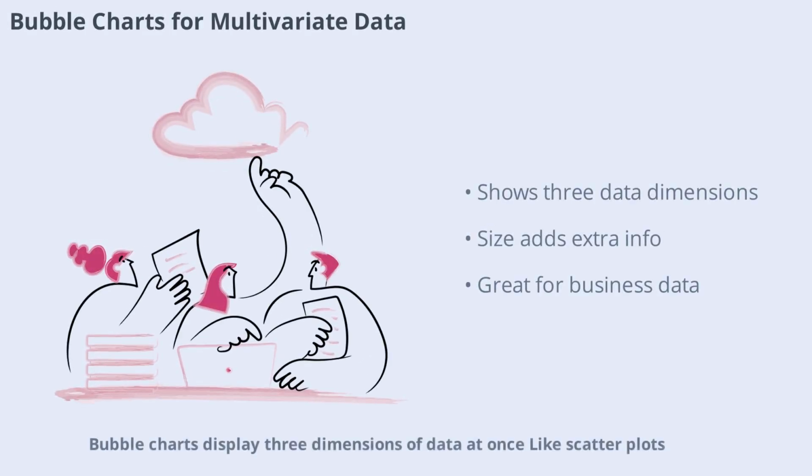Bubble charts display 3 dimensions of data at once. Like scatter plots, they plot points based on 2 variables, but the size of each bubble represents a third variable. This makes bubble charts useful for visualizing relationships and comparing groups with an added layer of information. They're often used in business and economics to show things like market share, sales, and growth rates.